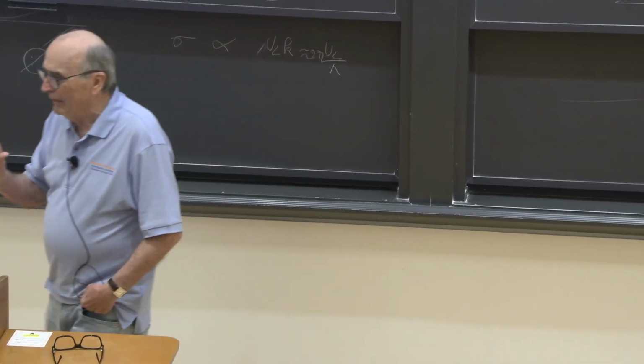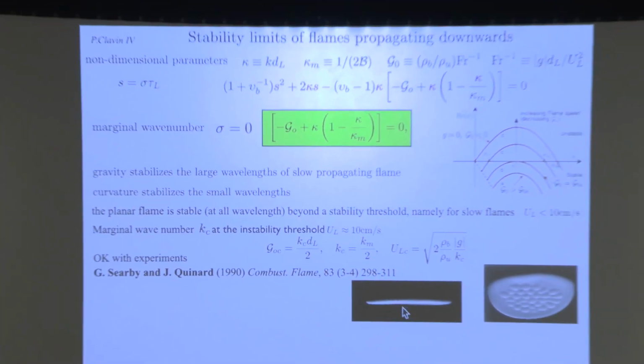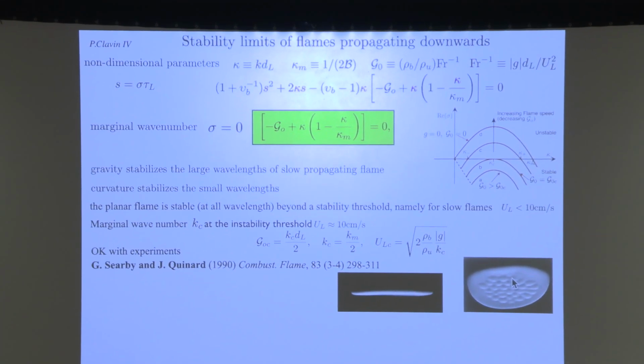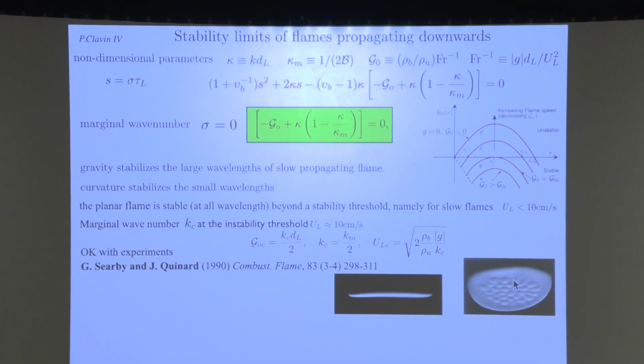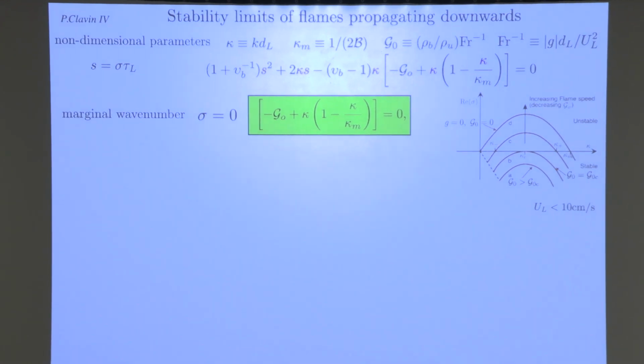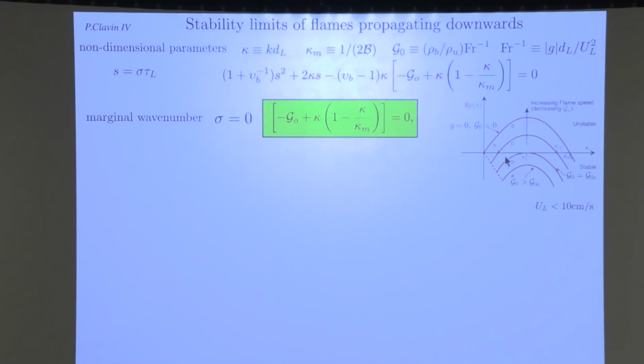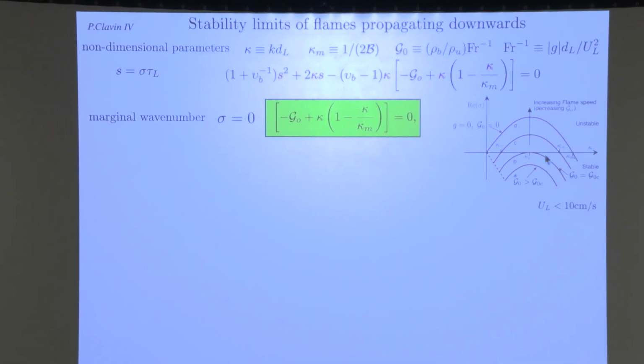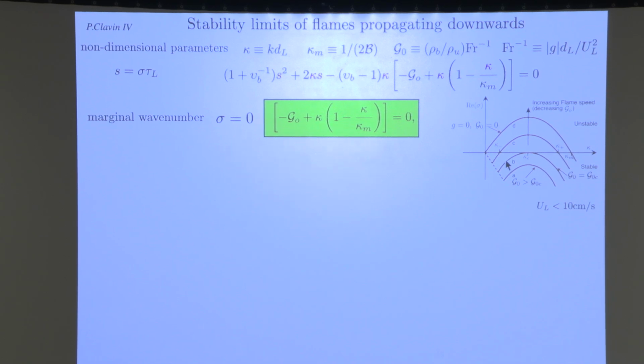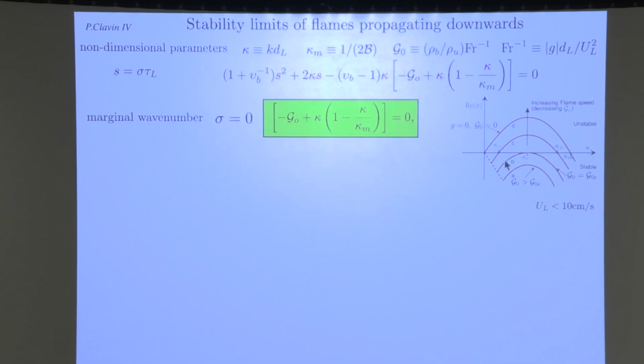And if you increase the flame velocity a little bit, you see a cellular structure appear, related to a small domain of unstable wavelengths. So all of this, what I have described here, was fully reproduced by experiments.